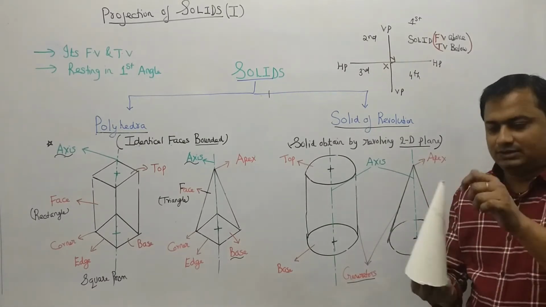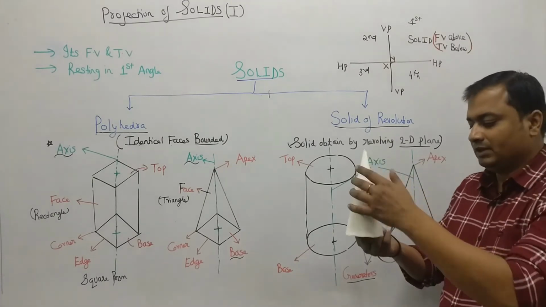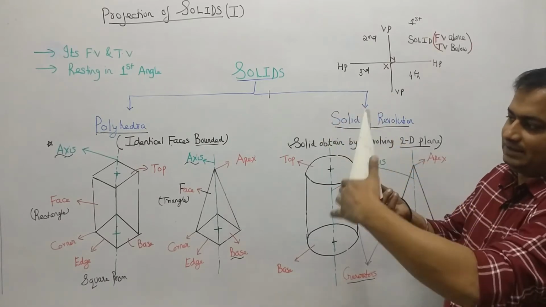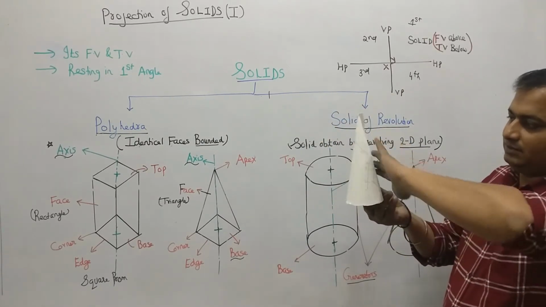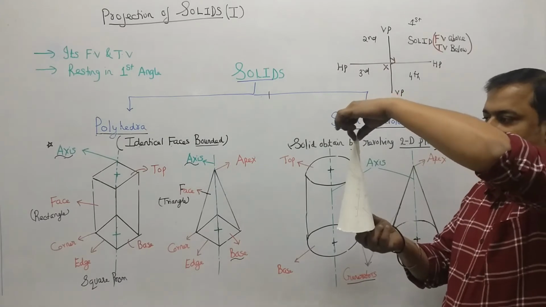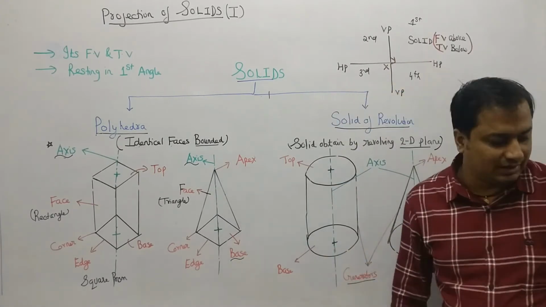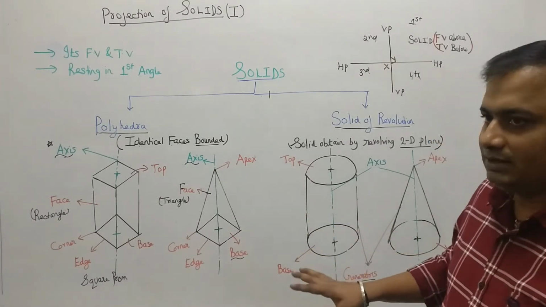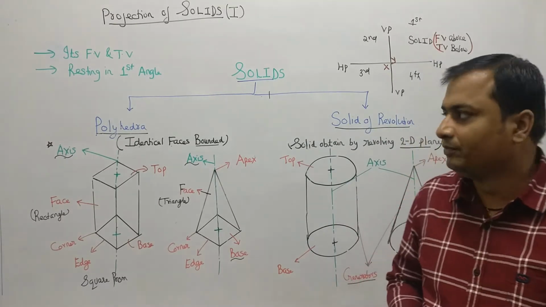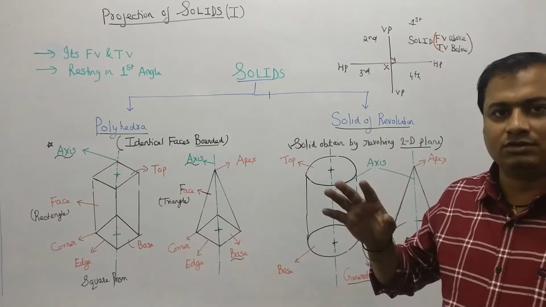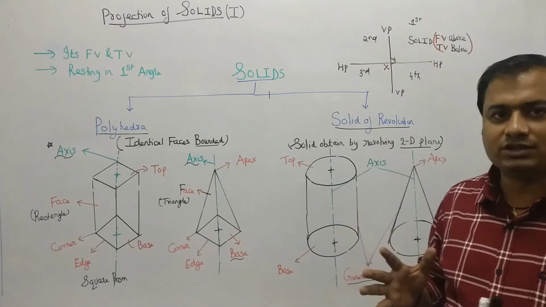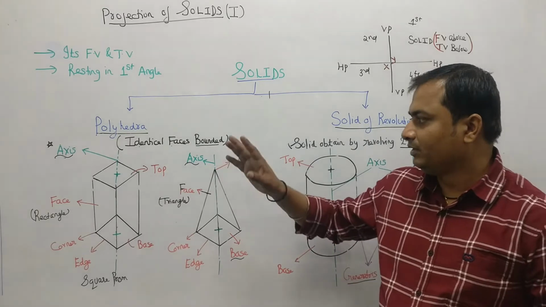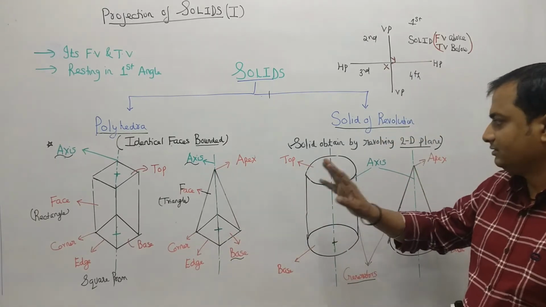If I imagine this is my cone, this is the base circle, the vertex or the apex, and these are the generators, right? And the line joining the vertex and the center of the base circle will be the axis of the cone. So these are the categories of the solid which we must know before going to the solution of the problem, because we are going to draw the front view and top view of this solid. So we should have a clear picture of prism, pyramid, cylinder and cone.